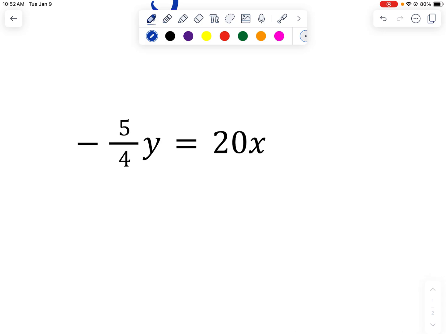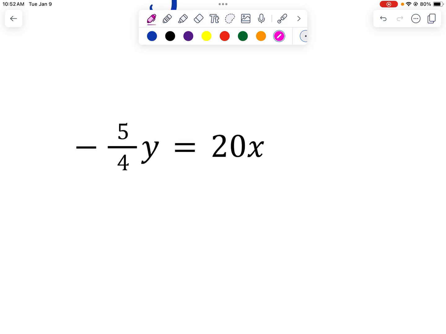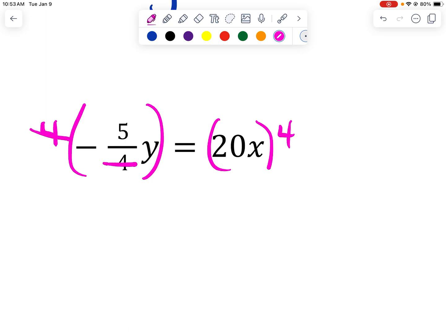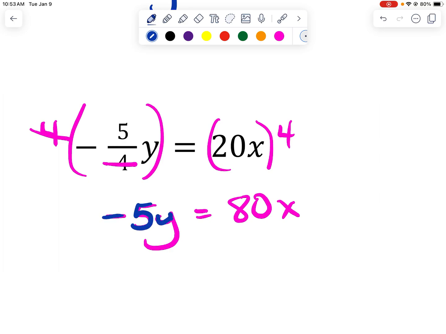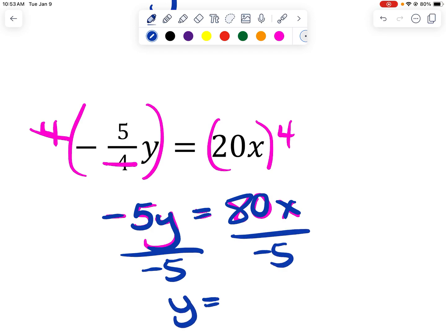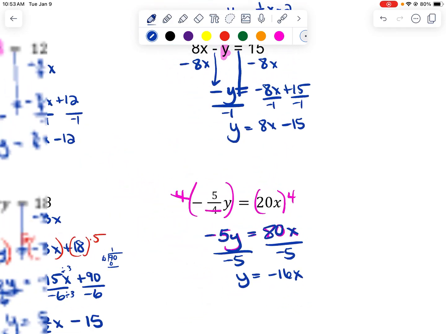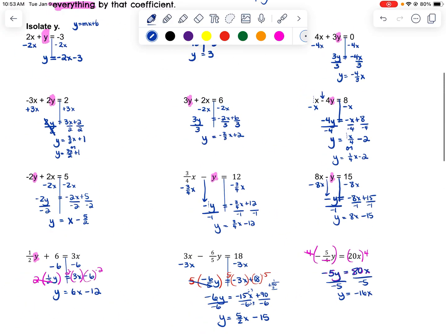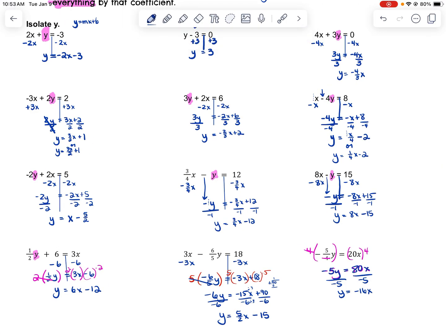Okay, I should have started off with this one first. It would have made more sense, but that's okay. I don't like my fraction. So I'm going to get rid of that denominator by multiplying this side by 4 and multiplying this side by 4. Cancels. I'm left with negative 5y equals 80x. Oh, I meant to change back to writing in blue. Then divide by negative 5. And I get y equals negative 16x. Hopefully you can see all that.